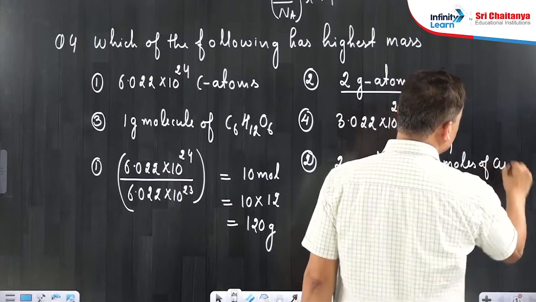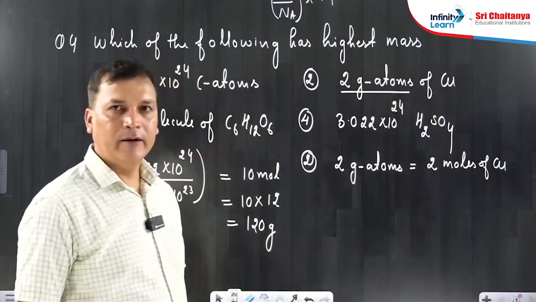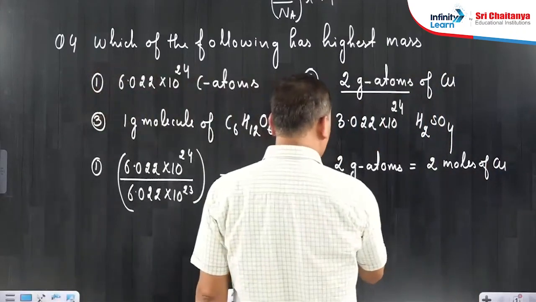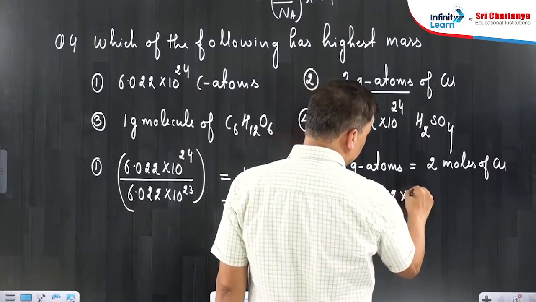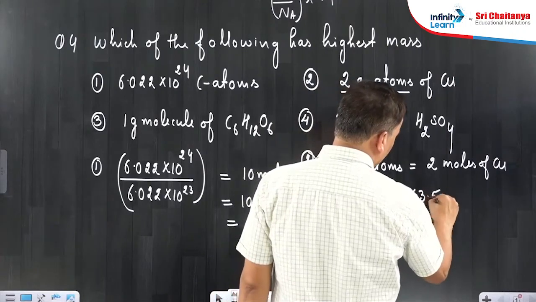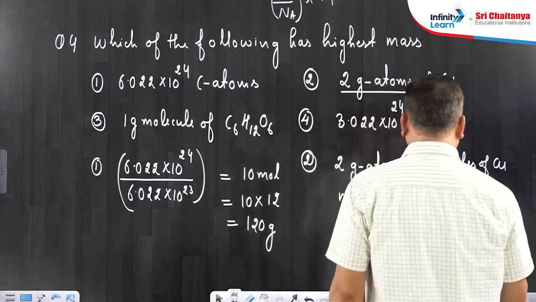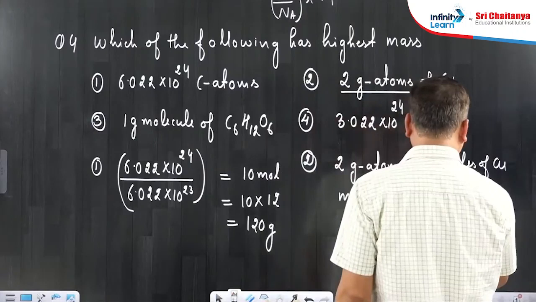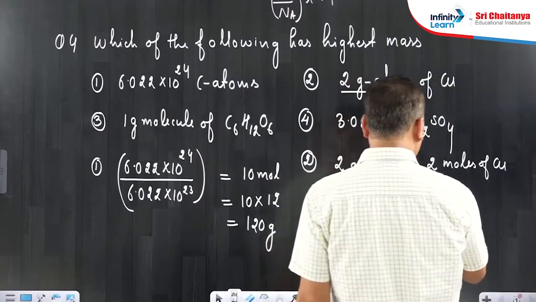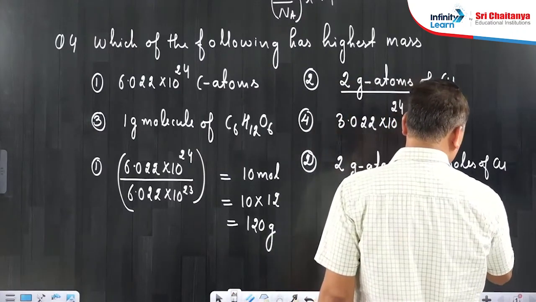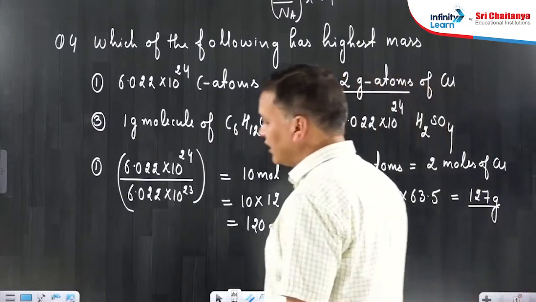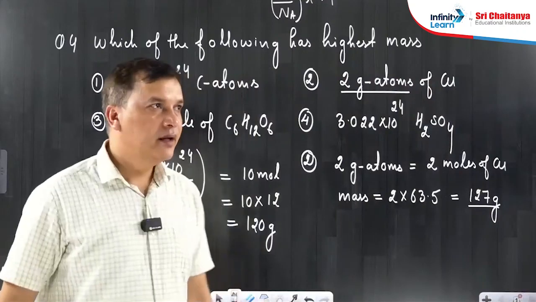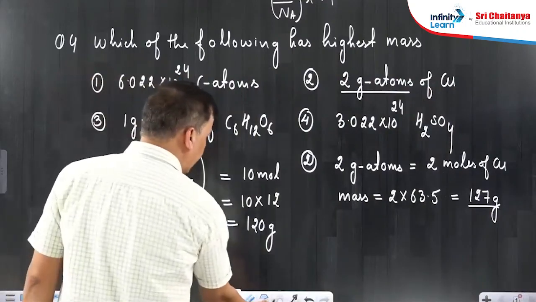Now do you know what is the atomic mass of copper? So its mass is equal to 2 moles into 63.5. That is 127 gram. Is that clear or not? Please tell me. Now next one.